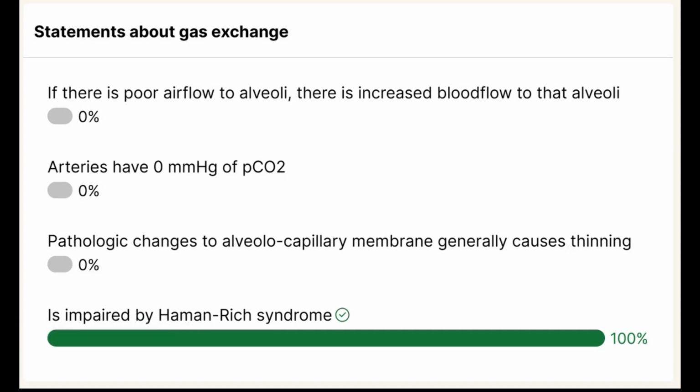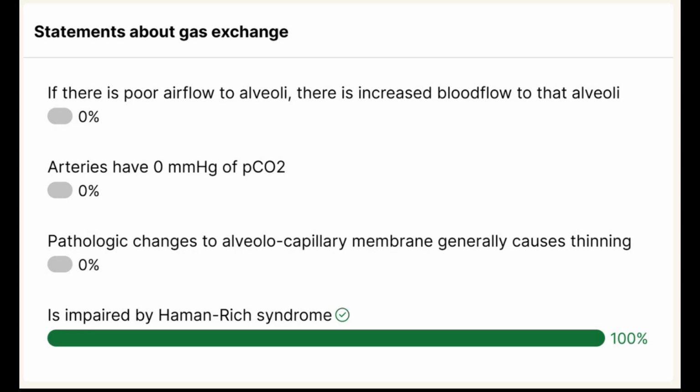So the first statement is obviously wrong. It's like an opposite principle where there's a principle of physiologic shunting, and it basically increases the blood flow to air-filled alveoli so that there's better gas exchange. Arteries have 0 millimeters of mercury of partial carbon dioxide. That's incorrect. It has about 40.